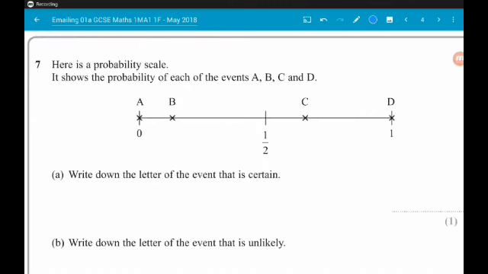Question 7. Here is a probability scale. It shows the probability of events A, B, C and D. Part A wants us to write down the letter of the event that is certain. If the event is certain, it has a probability of 1. So that is D. On the flip side, if an event is impossible, it has a probability of 0. So here we can say event A is impossible.